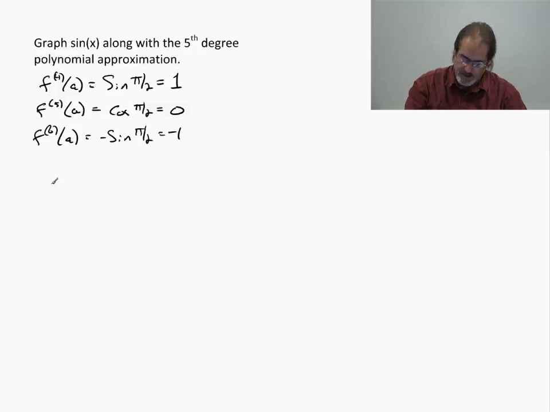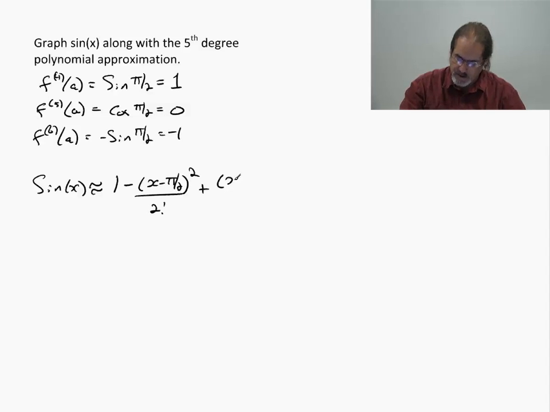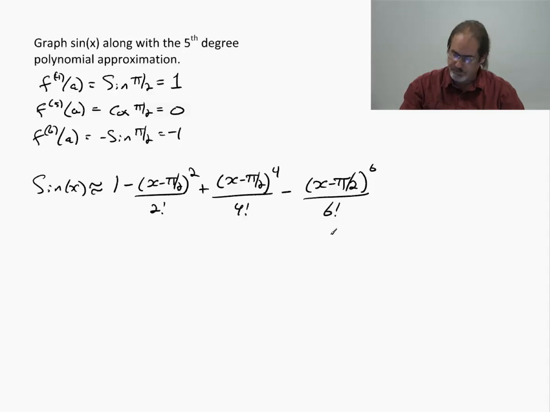So now I'm going to have sine of x is approximately equal to 1 minus (x minus pi over 2) squared over 2 factorial plus (x minus pi over 2) to the fourth over 4 factorial minus (x minus pi over 2) to the sixth over 6 factorial.